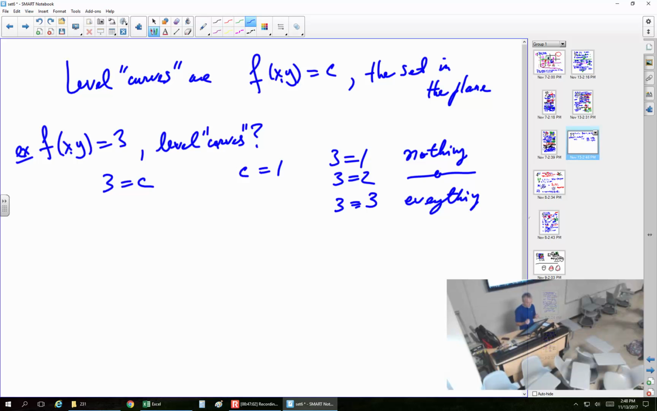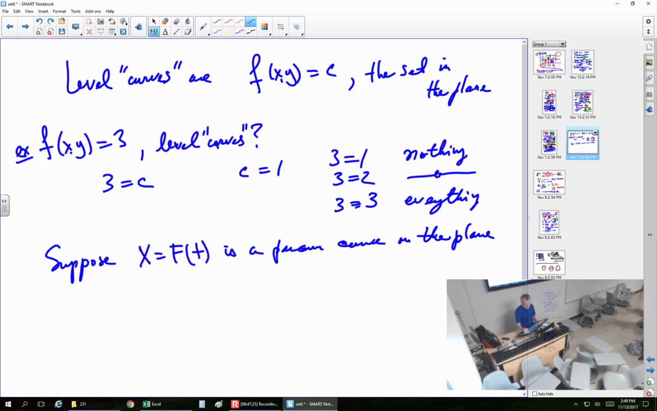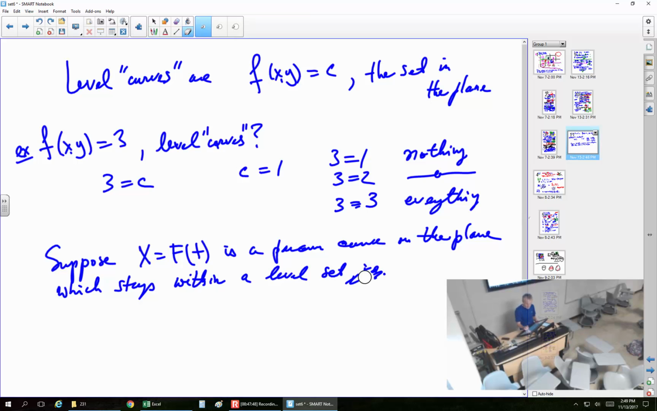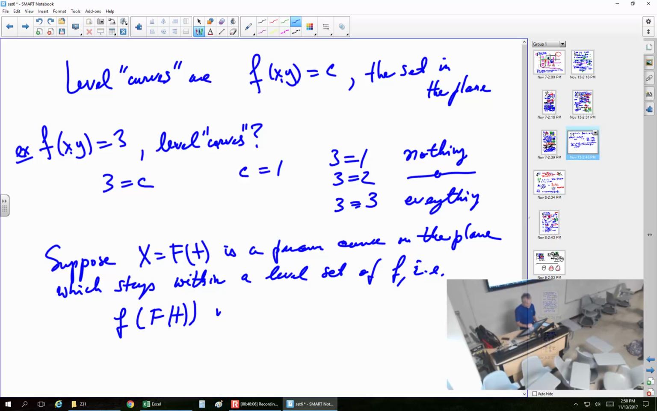So how do we deal with it? Well, we know the tool is a parametric curve. So suppose x equals f of t is a parametric curve on the plane. Well, let's start with dimension 1. And it stays within the level set, which simply means that the function f is constant. So the composition, f of f of t, is constant.